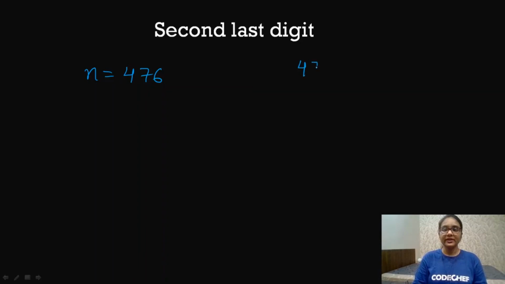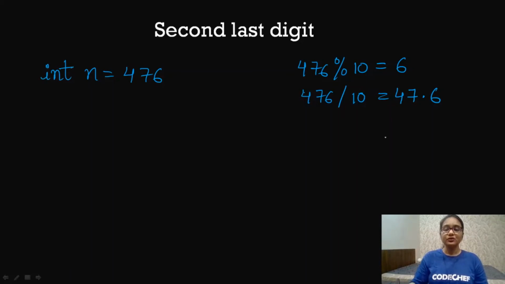So 476 modulus 10 will give us... Now what will dividing by 10 give us? 476 divided by 10. What will this give? This will give us 47.6. Now you must have noticed in the program that we were using int. We are using an integer. So here if we do 476 divided by 10, then this decimal will not be able to reflect. So it will leave this decimal part out because of this integer data type, and it will only pick up this integer part, that is 47.